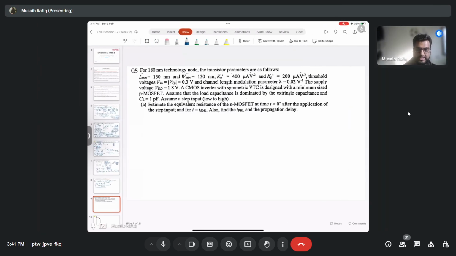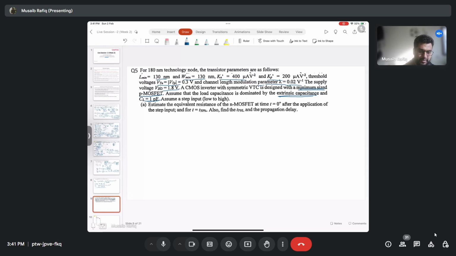Now question 5 says that for a 180 nanometer technology node, the transistor parameters are as follows. L min is equal to 130 nanometer, W min is equal to 130 nanometer, Kn prime is equal to 400 microampere volt raised to minus 2, Kp prime is equal to 200. My Vtn is equal to mod of Vtp, 0.3 volt, and channel length modulation parameter lambda is equal to 0.02 volt inverse. The supply voltage VDD is 1.8 volts. A CMOS inverter with symmetric VTC is designed with a minimum sized PMOSFET. Assume that the load capacitance is dominated by extrinsic capacitance and CL is equal to 1 picofarad.